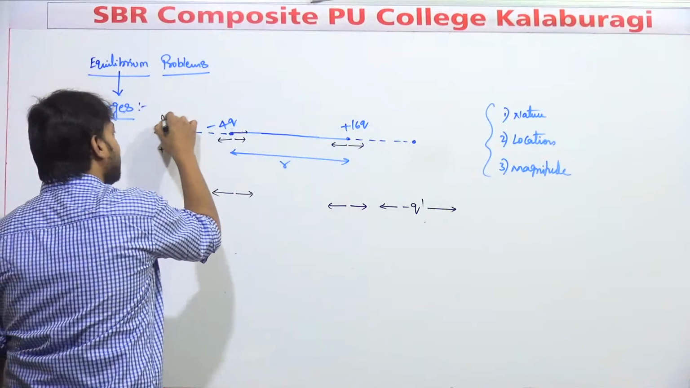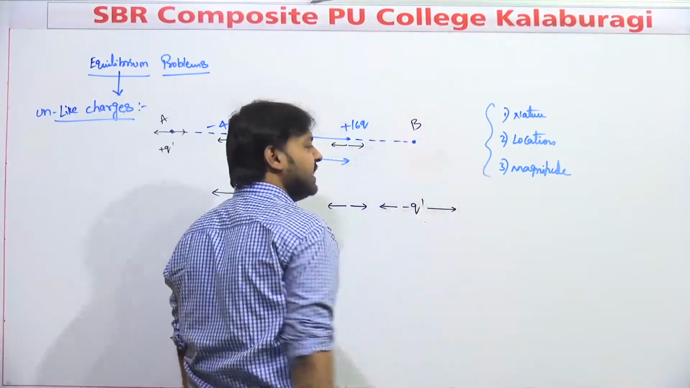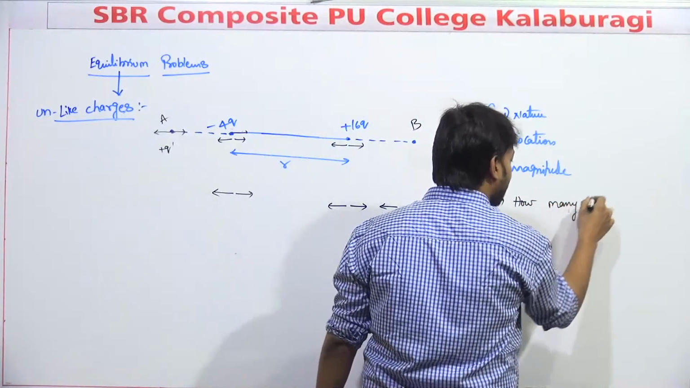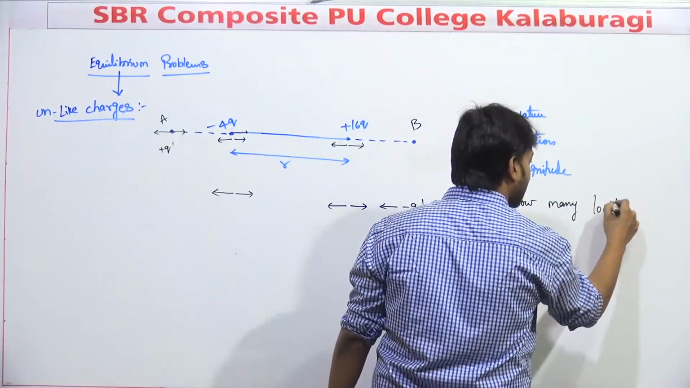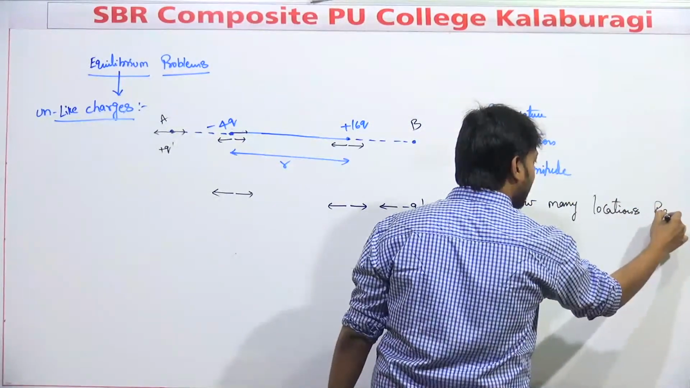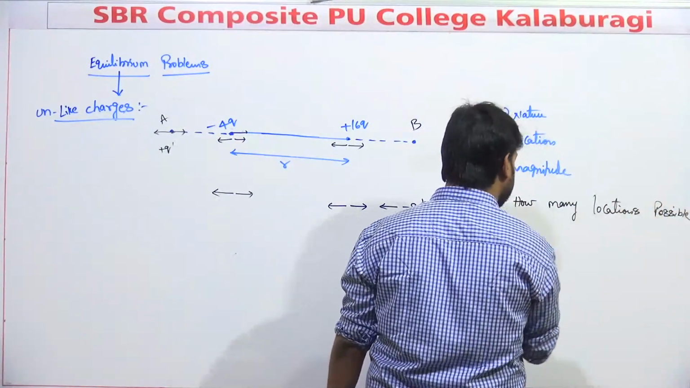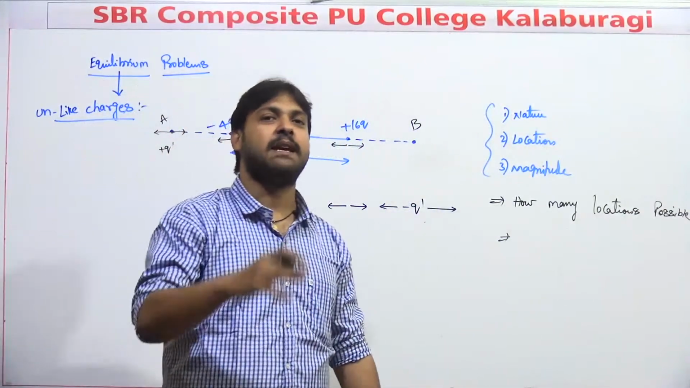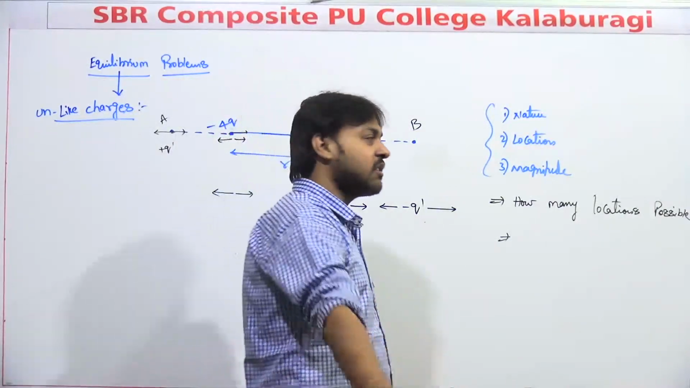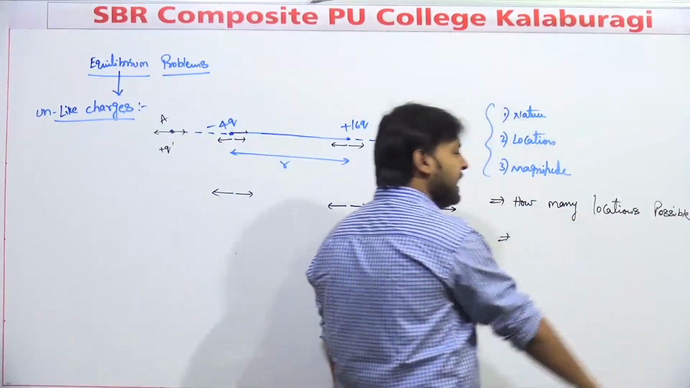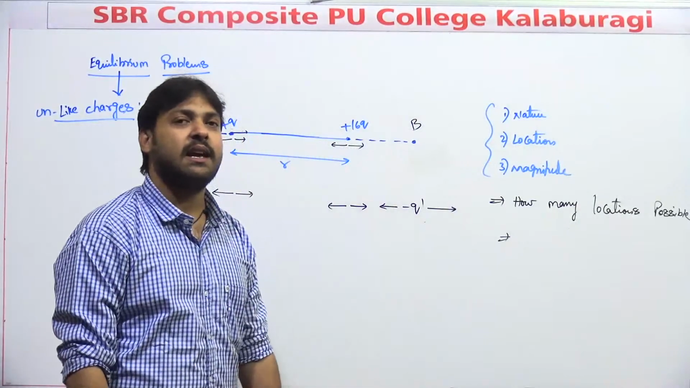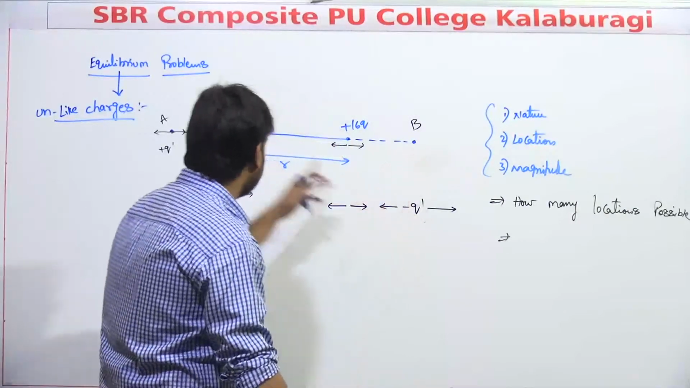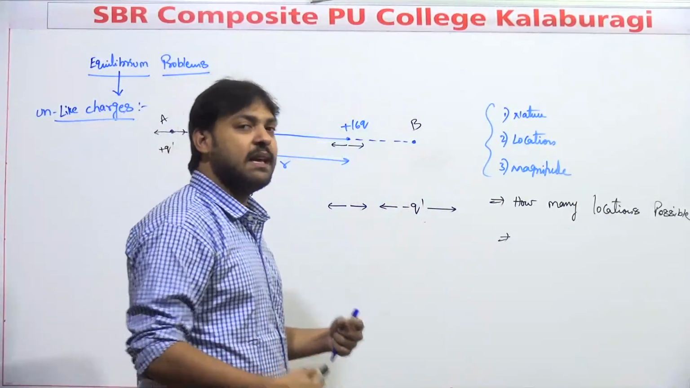Now my question is, how many locations are possible to place the third charge such that the system will be in equilibrium? Try to continue the question. How many locations are possible such that the third charge we can place such that the system can be in equilibrium?